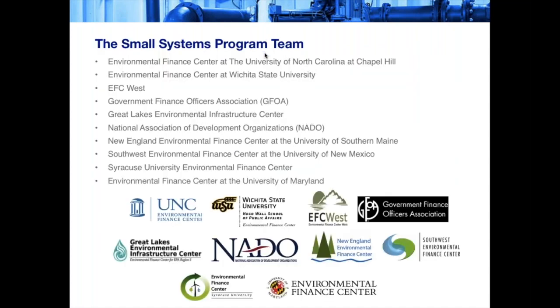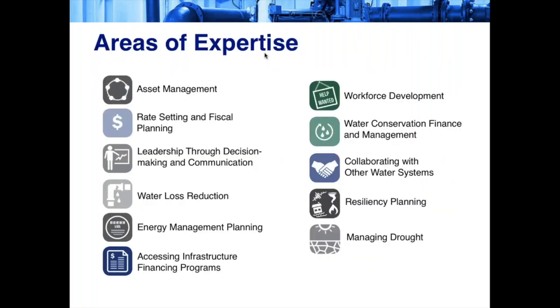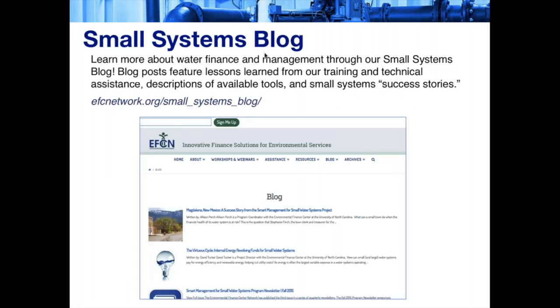Okay, and here you can take a look at our small systems team. We do have a network that extends across the US. We have centers in most US regions, as you can see here. And here you can see the areas of expertise that we focus on. So we do workshops, trainings, direct technical assistance on all the following topics: water loss reduction, asset management, like we're going to be talking about today, managing drought, and many, many others.